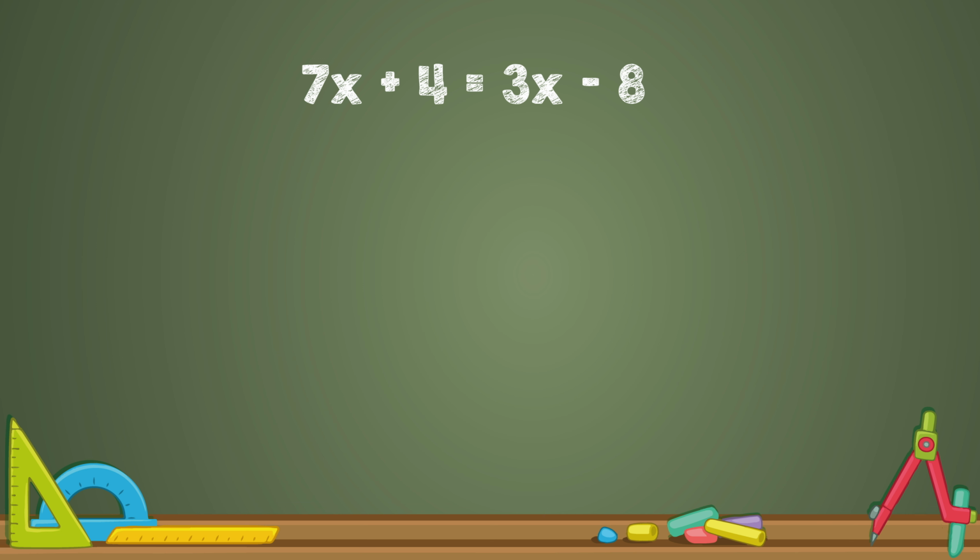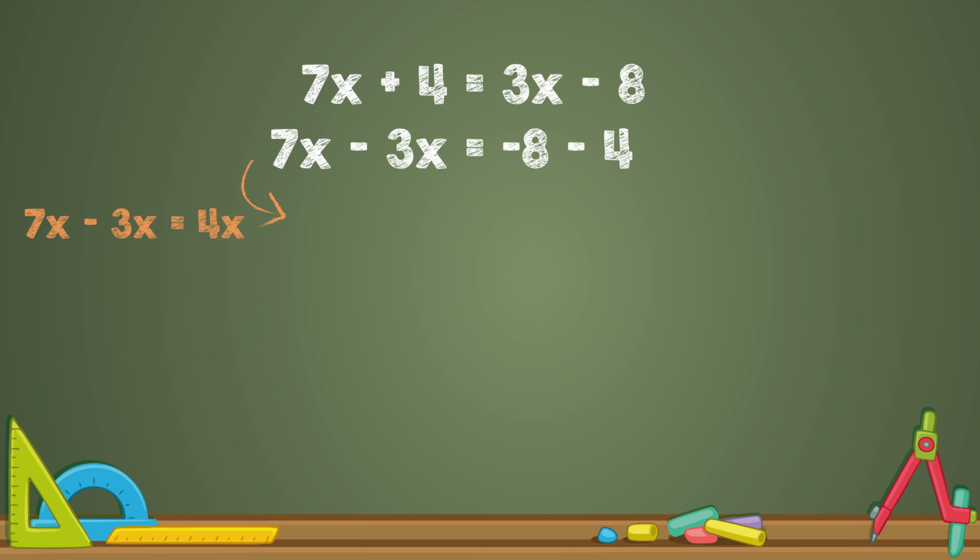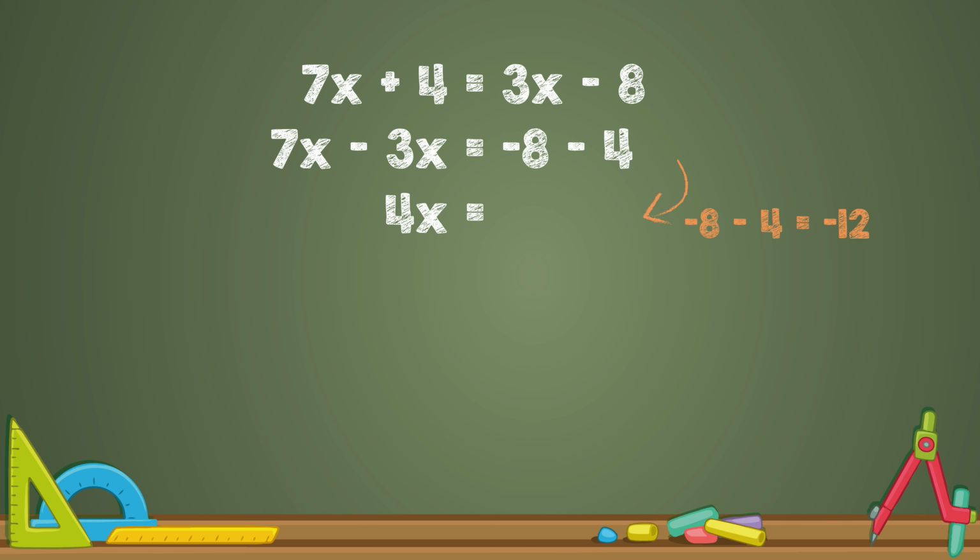We move the 4 to the right-hand side, so we make it a minus 4. We move 3x to the left-hand side, so we make it a minus 3x. The other terms remain. Small tip, always write the terms that remain first, followed by the terms that we move. Once the left-hand side contains only terms with an x, and the right-hand side only contains terms without an x, we calculate them. For example, 7x minus 3x equals 4x and minus 8 minus 4 equals minus 12.